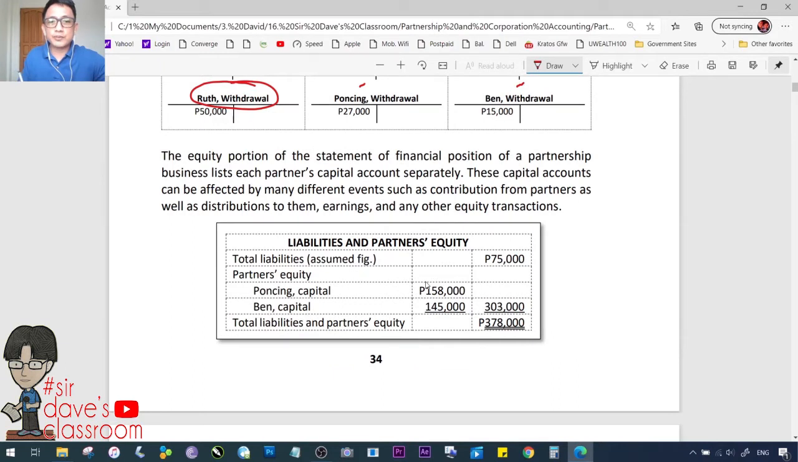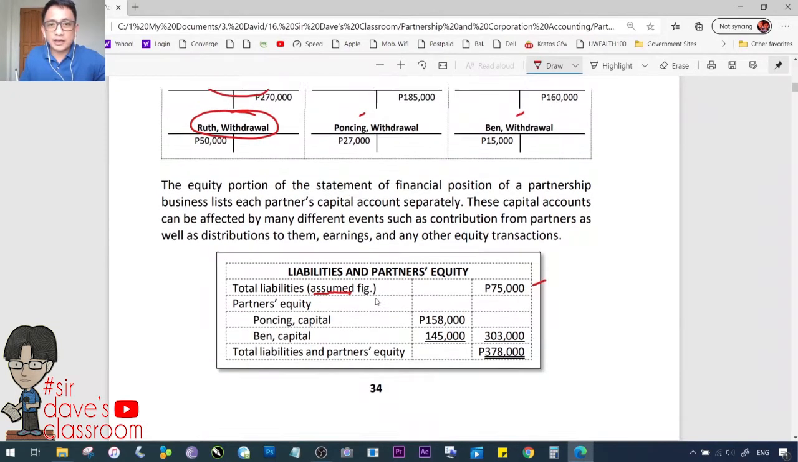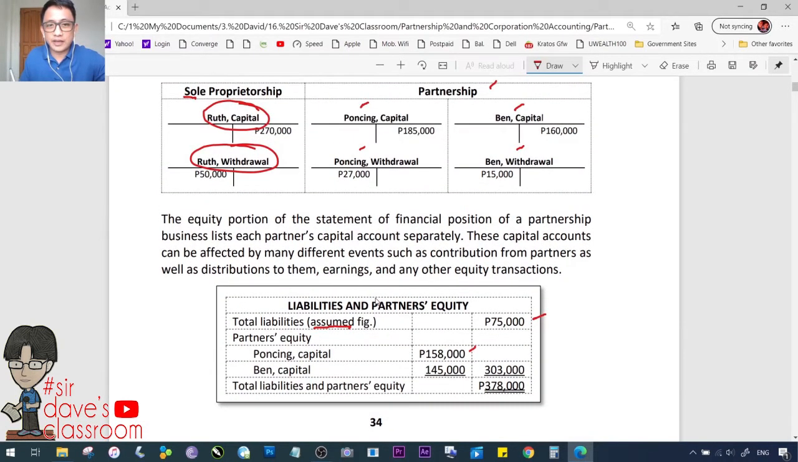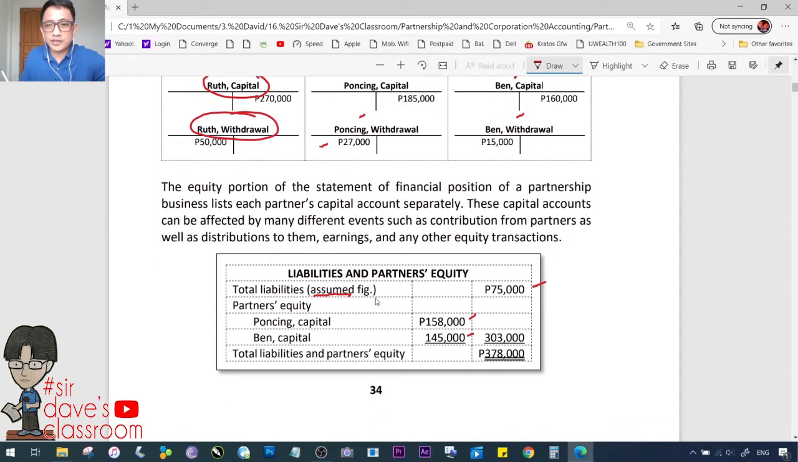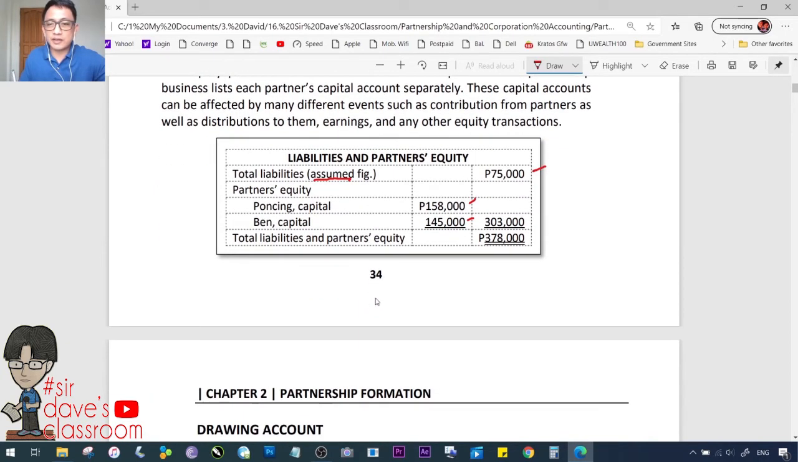The equity portion of the statement of financial position of a partnership business lists each partner's capital accounts separately. These capital accounts can be affected by many different events such as contributions from partners as well as distributions to them, earnings, and any other equity transactions. So here we have assumed figure for liability 75. Here capital account, okay, 158 considering the withdrawal there, and this one would be 145 for the second partner considering also the 15,000 withdrawal. So 378,000.